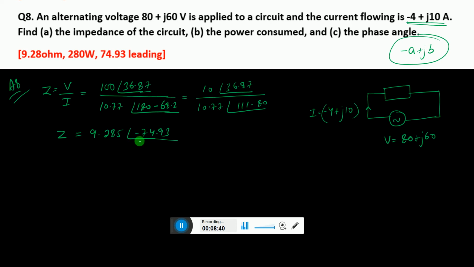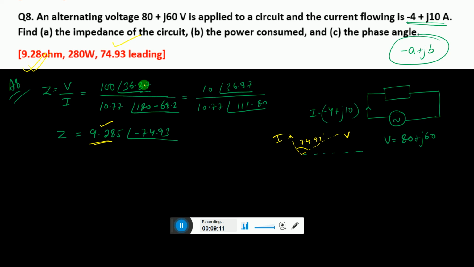So from here what we can get is the information that if V is the reference, and the voltage is somewhere here and the current is somewhere here, there is an angle between them of 74.93 degrees. The current is leading, correct, by 74.93, and this is the value of Z.